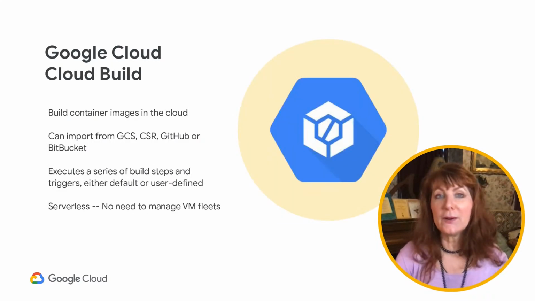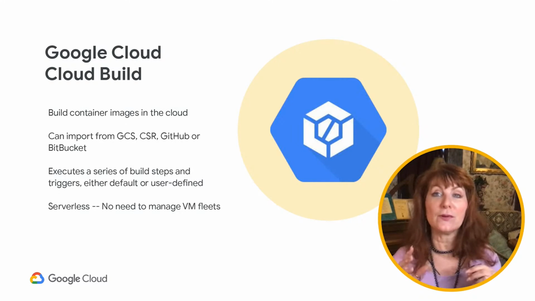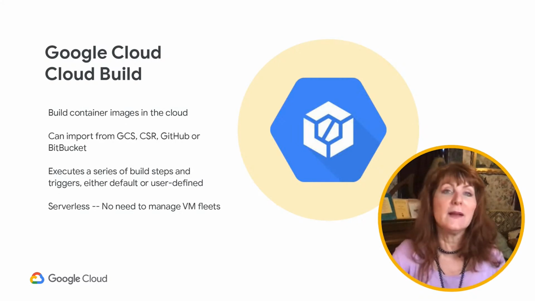With the Google Cloud Build service, you can build container images in the cloud. And these images can be imported from GCS, CSR, GitHub, or Bitbucket. Google Cloud Build executes a series of build steps and triggers, and this is done by default or possibly by user-defined actions.